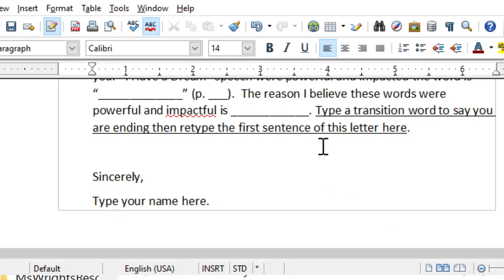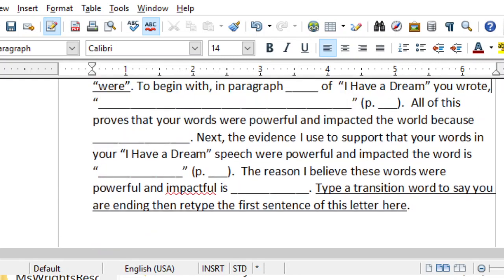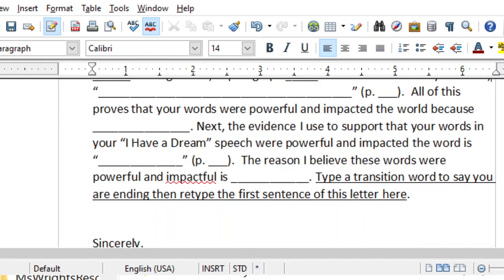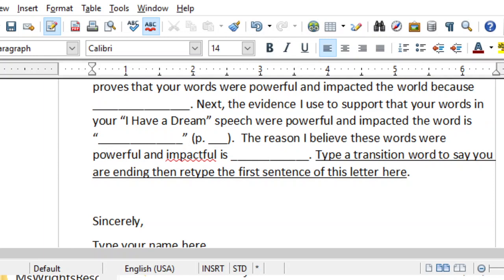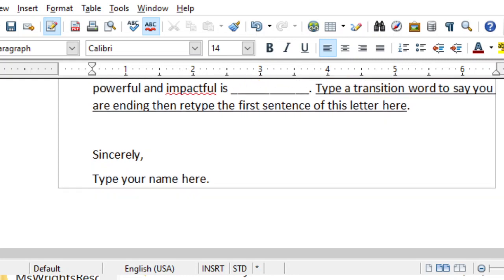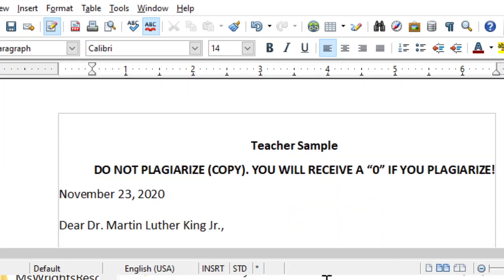So I'm going to show you what this paragraph looks like once you fill in all of the blanks. This is my example. Do not copy my example. You are to write your own. You are to find your own sentences in the speech. You find your own sentences. Do not use my sentences in my example. So here it is. Teacher sample. Do not plagiarize. Plagiarize means to copy. You will receive a 0 if you plagiarize.